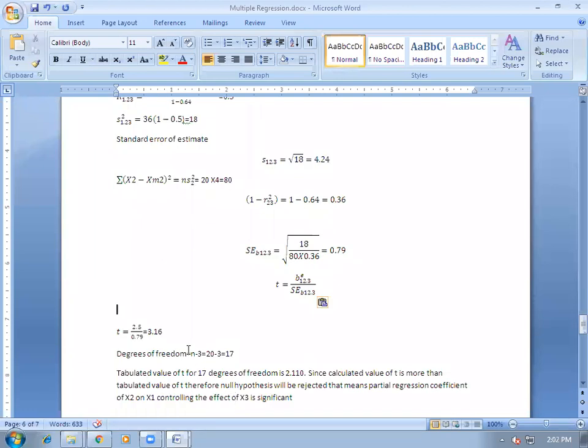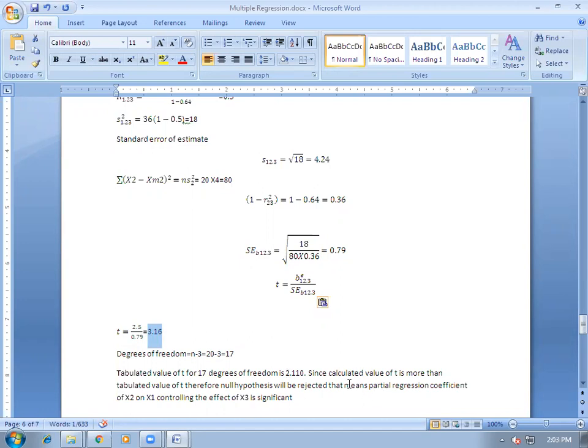Now degrees of freedom are n minus 3, that is 17. For 17 degrees of freedom, the tabulated value of t is 2.110 at 5% level of significance. Since the calculated value of t, that is 3.16, is more than 2.110, it lies beyond the limits of the acceptance region. So the null hypothesis may be rejected.